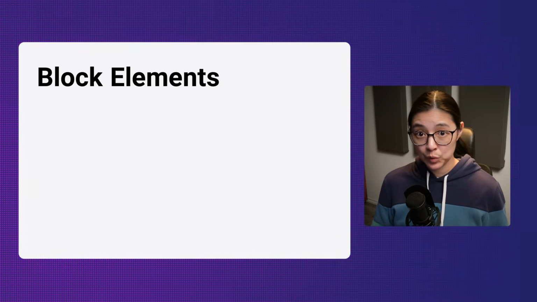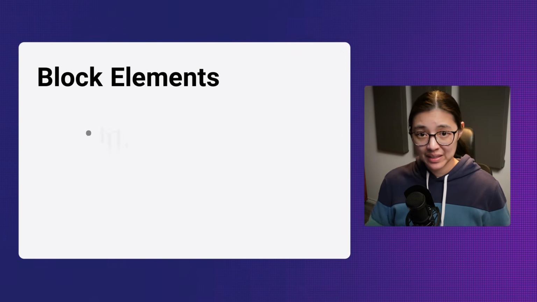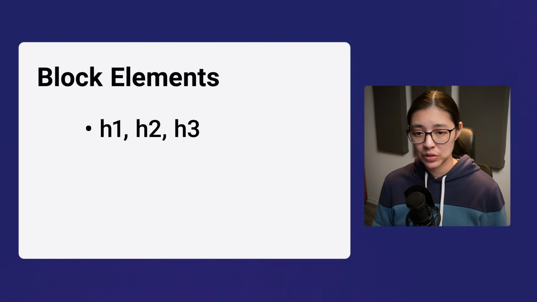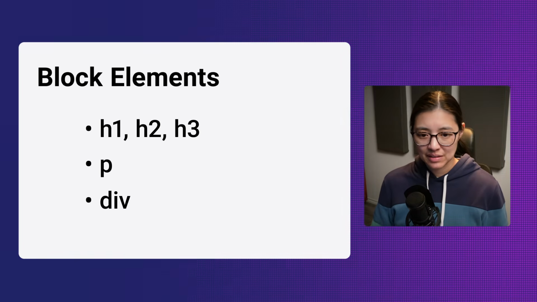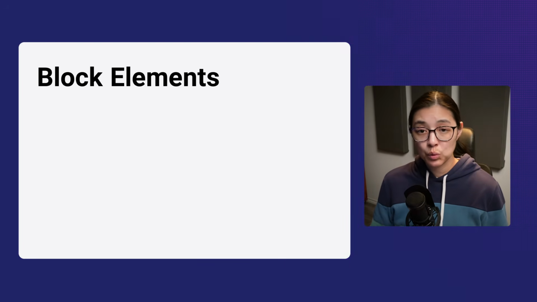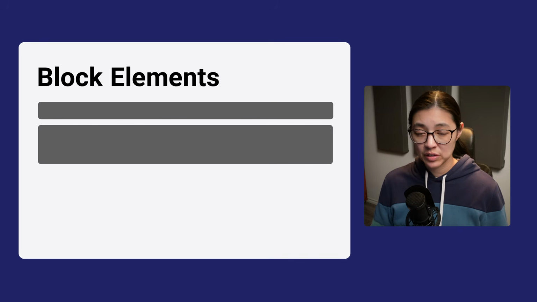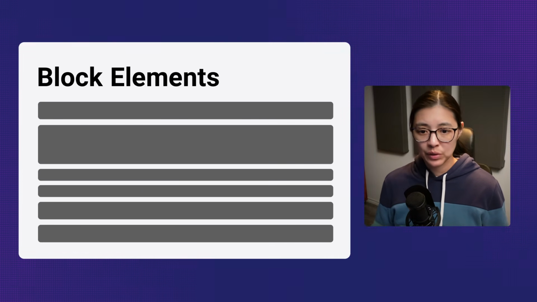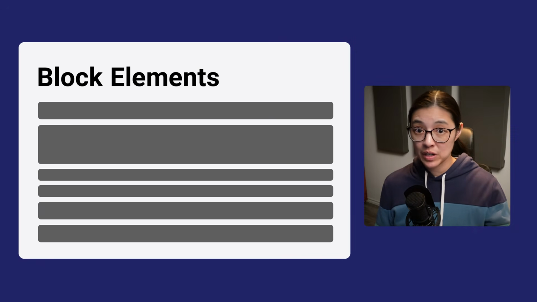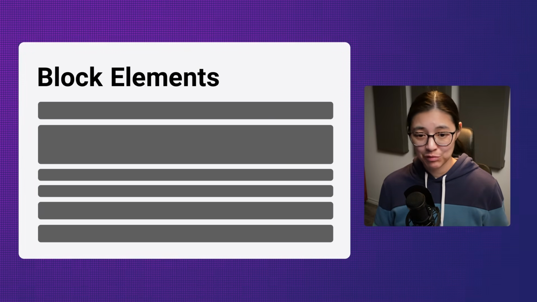Now, some examples of block elements are headline tags like H1, H2, and so on, as well as paragraph tags and div tags. Now, block elements will take up all available horizontal space. And if you have multiple block elements one after the other, they're going to stack vertically from top to bottom, kind of like a stack of blocks. So let's take a look at how block elements behave on a website.